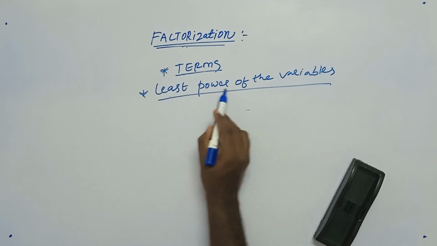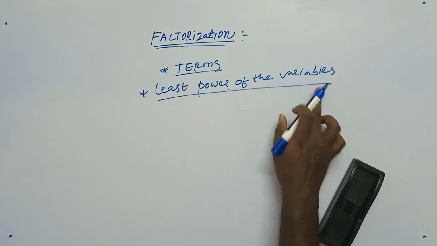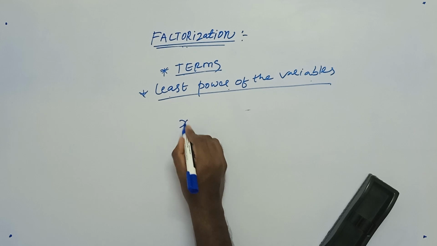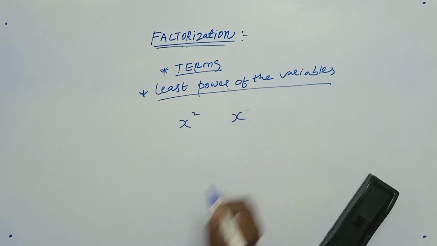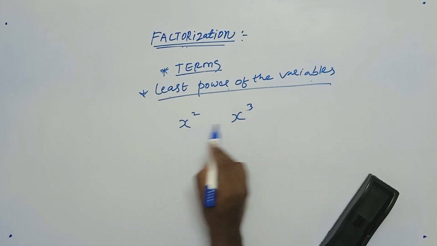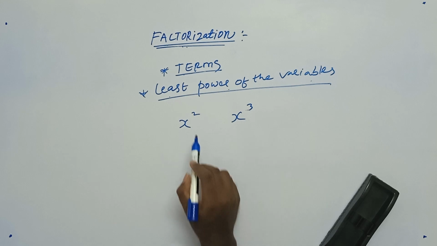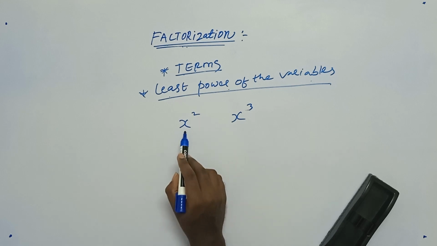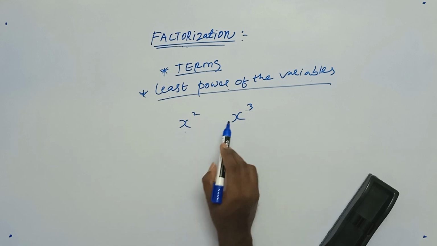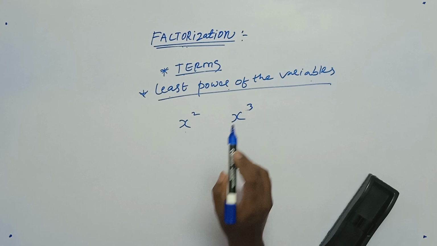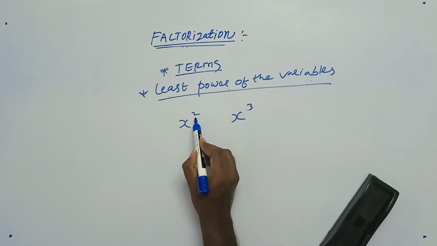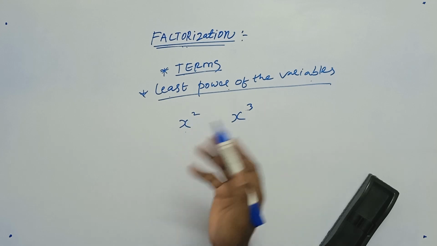So let's go to the least power of the variable. What is meant by the least power of the variable? Suppose let's say x square and x power 3. There is an x square and there is an x power 3. I will ask you a question: what is the least power of the variable by comparing these two? The least power of the variable is nothing but the variable which has the lowest power.